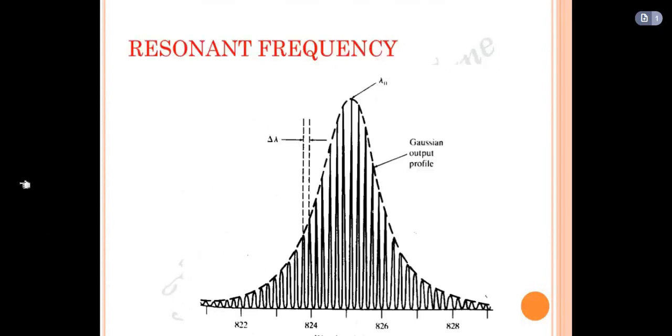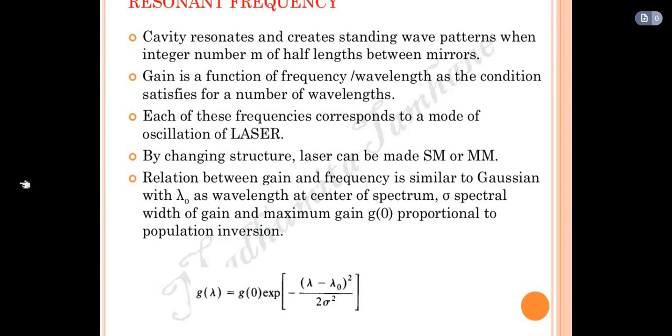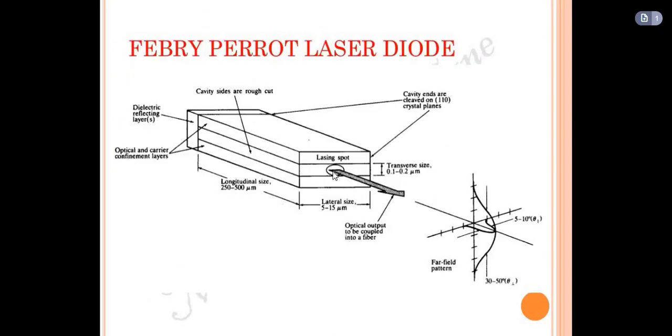As you can see from the graph, if you see the graph, then only you understand. This is my longitudinal side, this is my transverse side, this is my reflection layer, and this is my confinement layer. So what is the point I'm telling you?